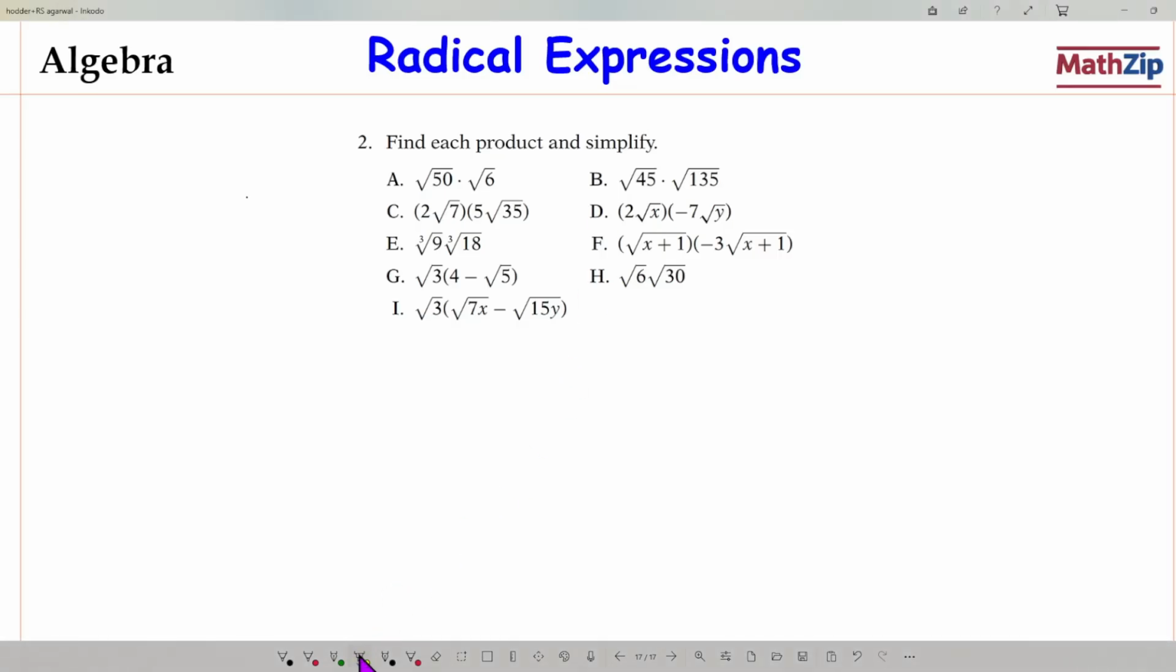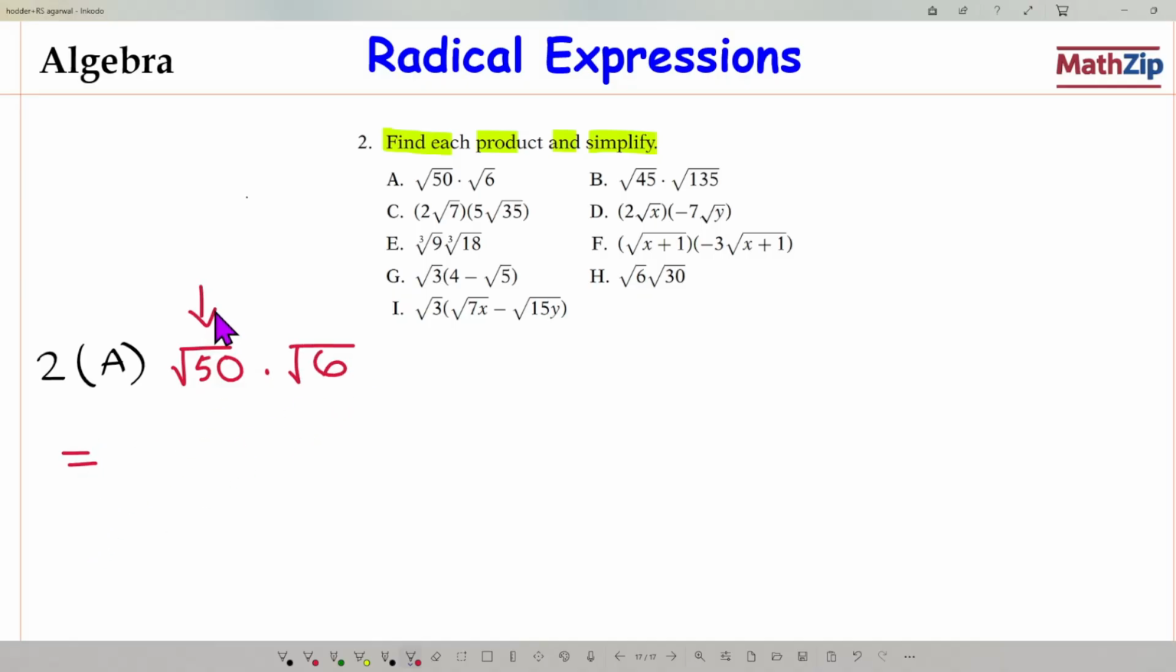Radical expression. Find each product and simplify. 2a: root 50 times root 6.